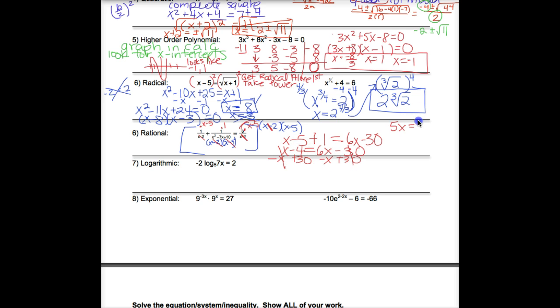So -4 plus 30 is 26, and x equals 26/5. Now these ones you have to check for extraneous solutions too, but you don't actually have to plug it in and see if it works. You just have to make sure it's not going to give you a 0 in the denominator. 26/5 minus 2 does not give you 0, and neither does 26/5 minus 5. So neither of those give you 0, which means this does work and it is a solution.